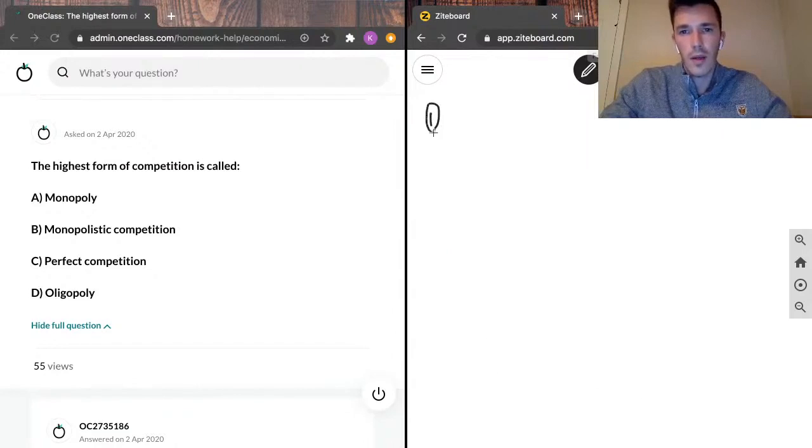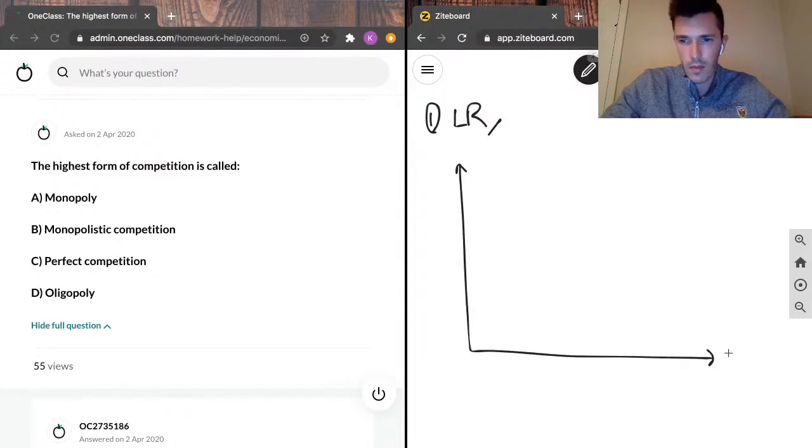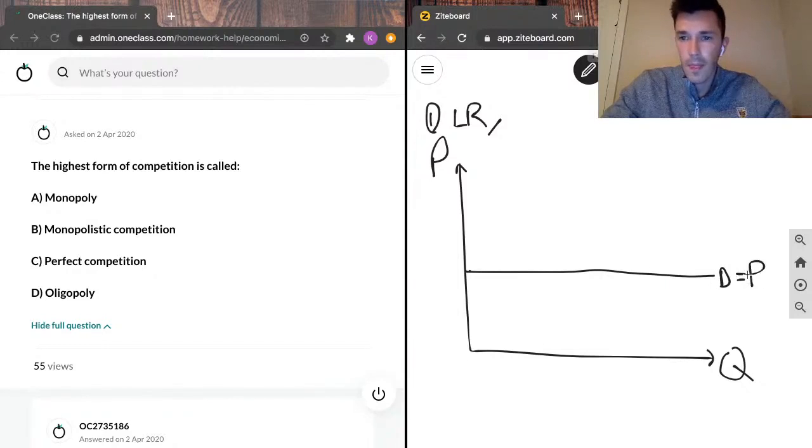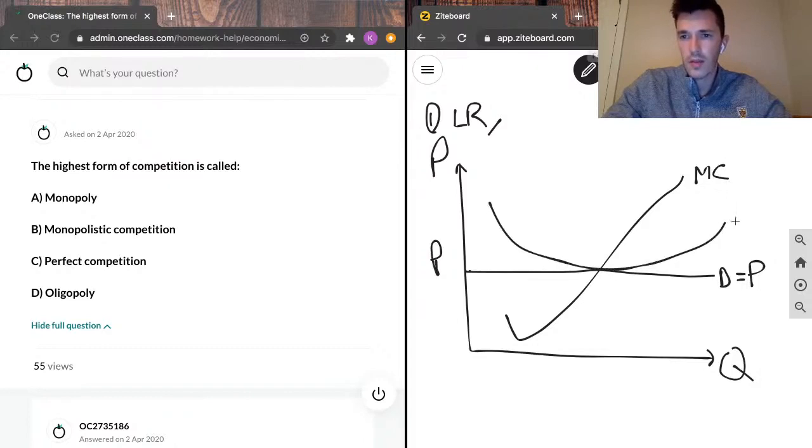Still on question 1 here. And here I'm now going to draw the long run of perfect competition. So quantity always goes on the x-axis and price on the y-axis. And here we've got a flat horizontal demand curve. This is because firms are price takers. They can't set the price. And all firms in the long run are going to produce at the point where the marginal cost is equal to the demand, which is equal to the average total cost.